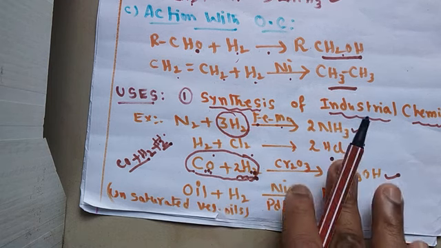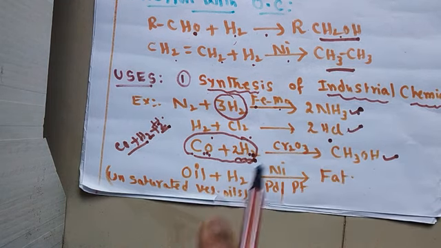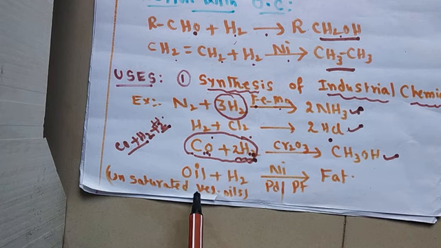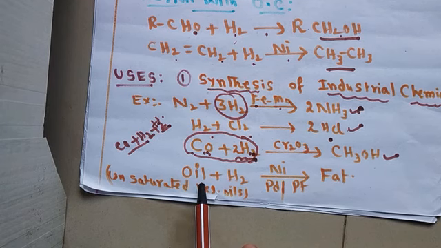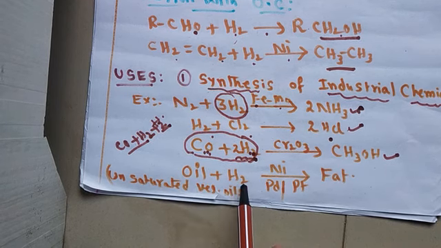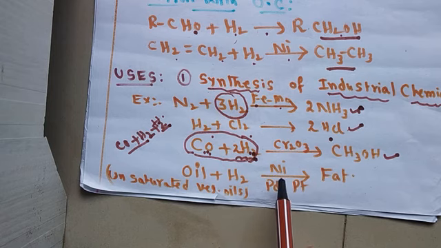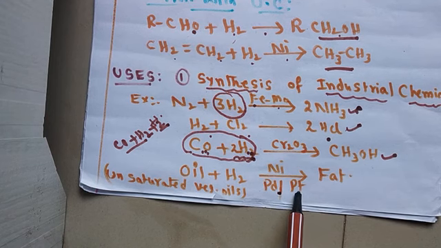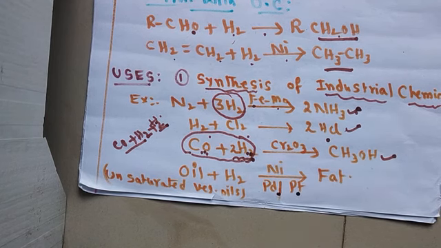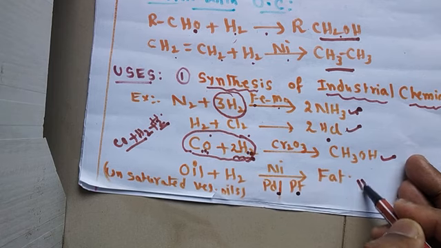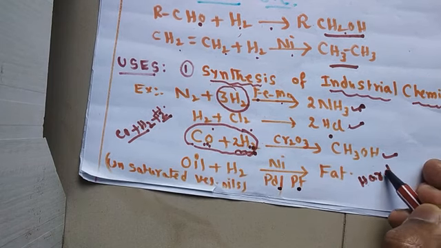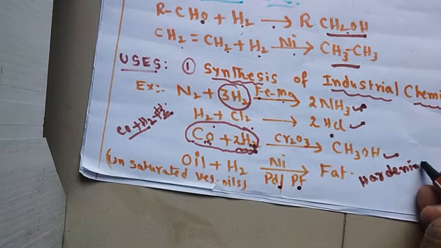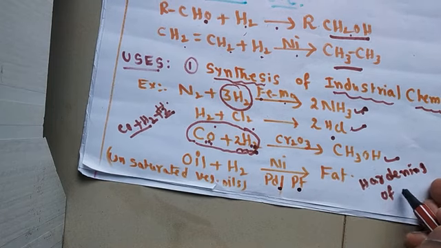And next, children, studied in 10th class also, unsaturated vegetable oils undergo hydrogenation, that is, the addition of hydrogen, in the presence of nickel catalyst or palladium catalyst or platinum catalyst. What happens, children? They form fat. So this process is also called hardening of oils. What is the name? Hardening of oils.